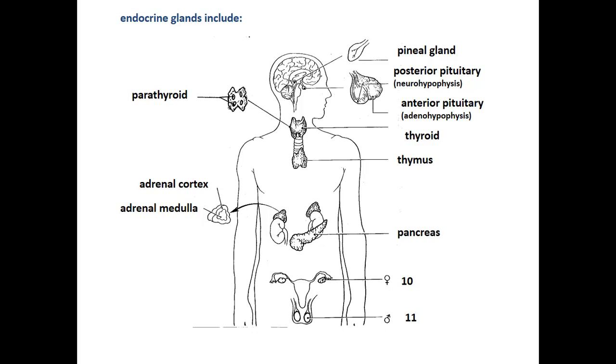So our character here appears to have both male and female gonads. 10, of course, is indicating the female gonads, and that is the ovaries. And 11 is indicating the testes. So a number of these endocrine glands, as you can see, belong in more than one system. So the ovaries and testes are part of the reproductive system, but they are also endocrine glands, so they are considered to be part of the endocrine system. Similarly, the pancreas is part of the digestive system, but it releases hormones, so it is also an endocrine gland.